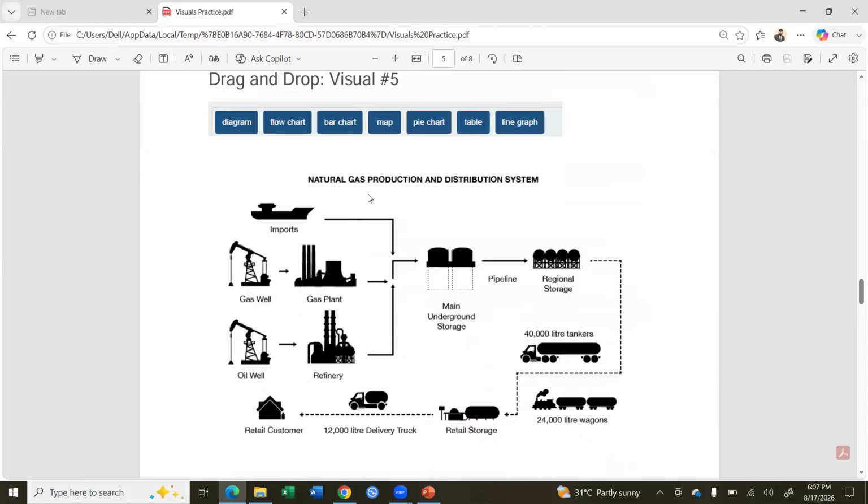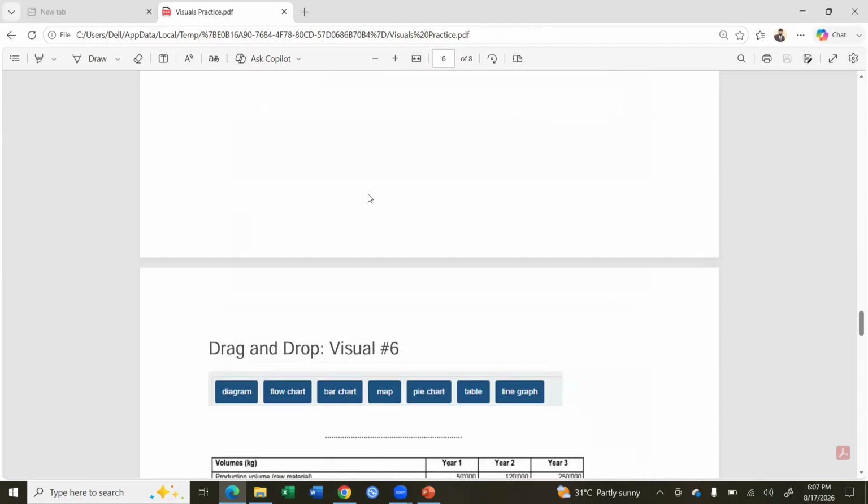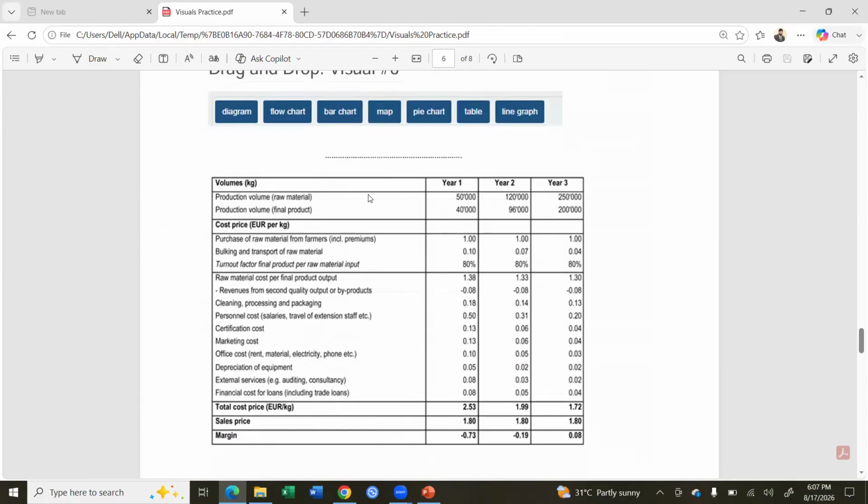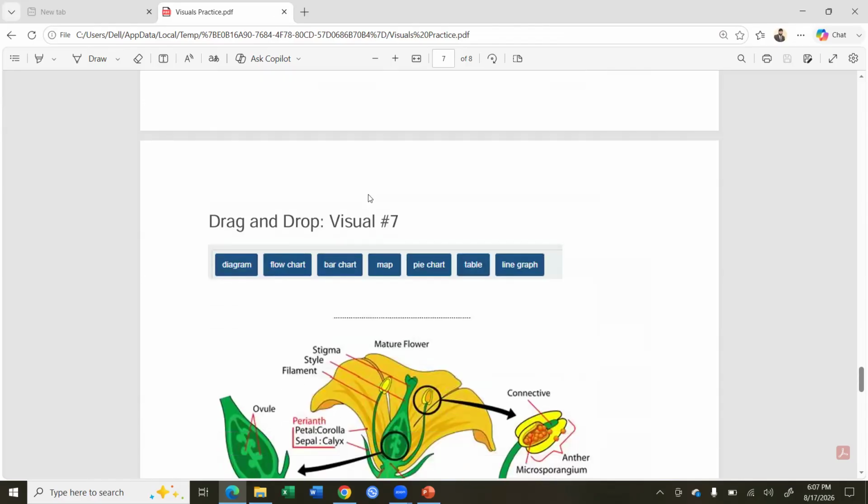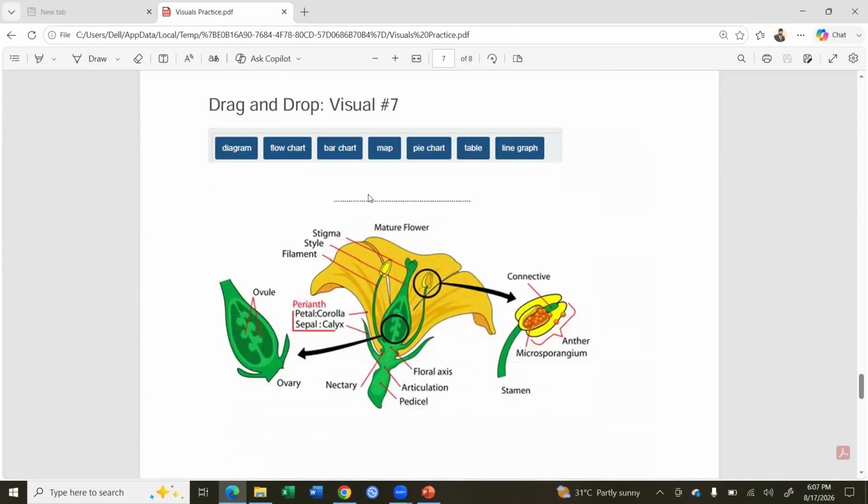What about this one? Flow chart. Yes, it is a flow chart. Exactly. Why? Because it tells you about the process, how something is being produced, right? So this is a flow chart. Very good. What about this one? Table. Yeah, it's a table, right? And this one, it's a diagram.